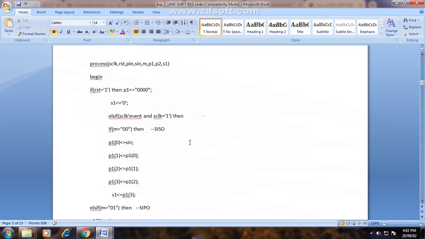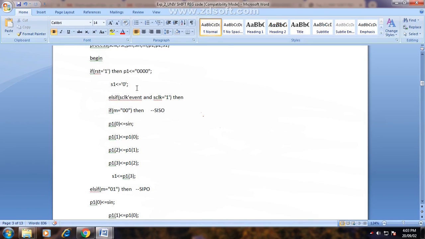That is also sensitive to all the inputs, but here instead of clock we have to consider the slow clock. So here: slow clock, reset, then parallel in, serial in, mode selection, P1, P2 and S1 as the signals, and then begin.